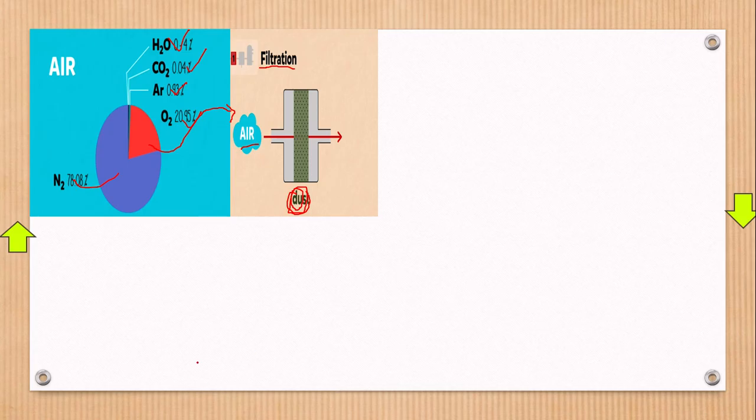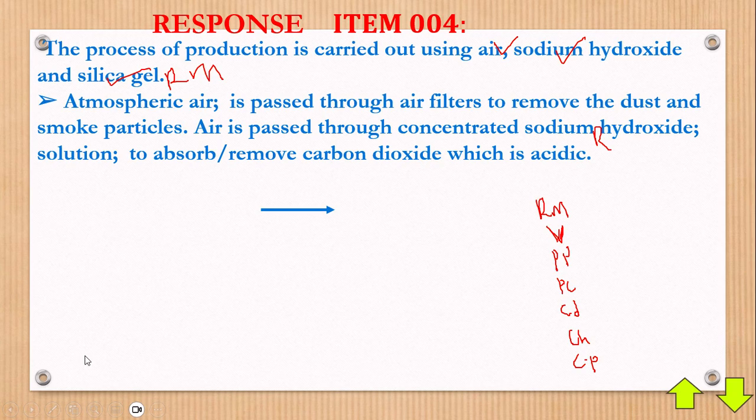And realize that we have it here in steps. So we have clarified on this that the atmospheric air is passed through air filters to remove dust and smoke, and that is a physical process, PP, to remove dust and smoke particles.